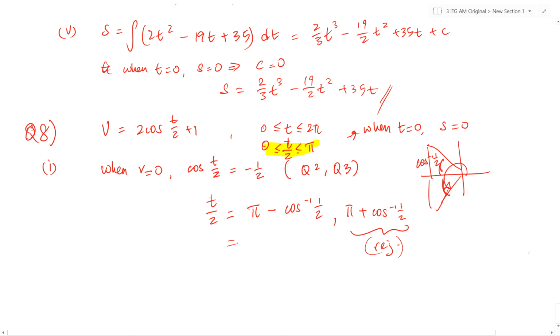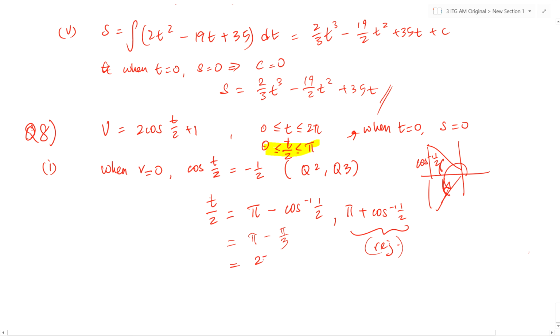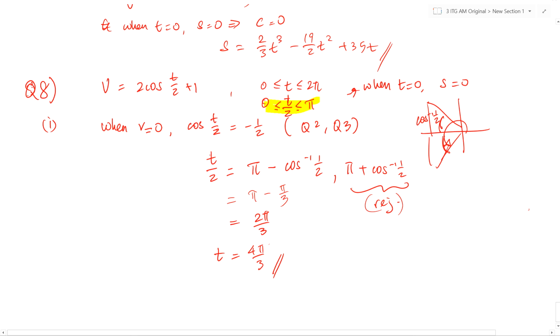Cosine inverse half is pi over 3. So pi minus pi over 3, resulting in 2 pi over 3. This is our t over 2. But they want the time. If t over 2 is equal to 2 pi over 3, then time must be 4 pi over 3. And units, seconds.